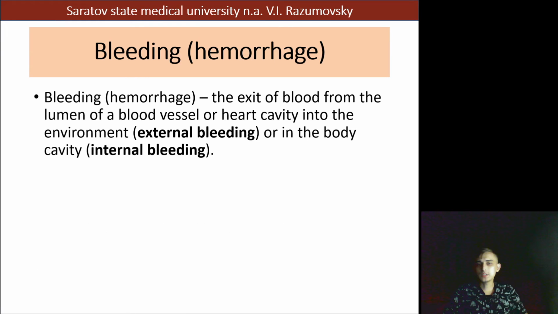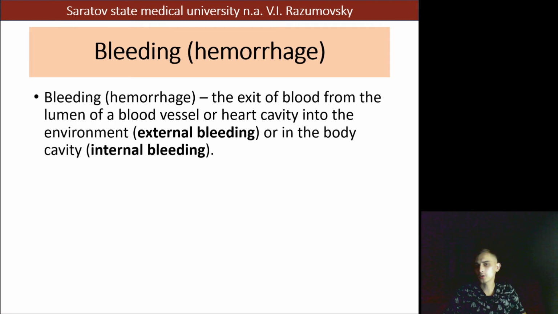Bleeding or hemorrhage is the exit of blood from the lumen of a blood vessel or heart cavity into the environment in case of external bleeding, or in the body cavities in case of internal bleeding. So, as I said, bleeding may be external and internal. Examples of this form you may see on this slide.